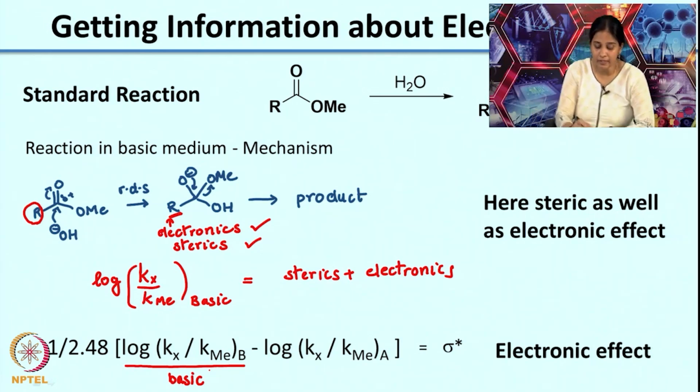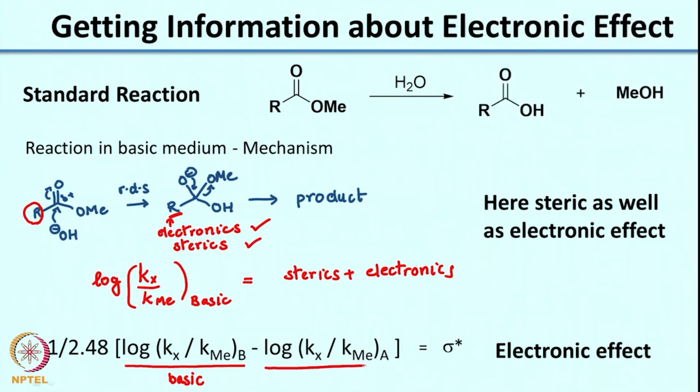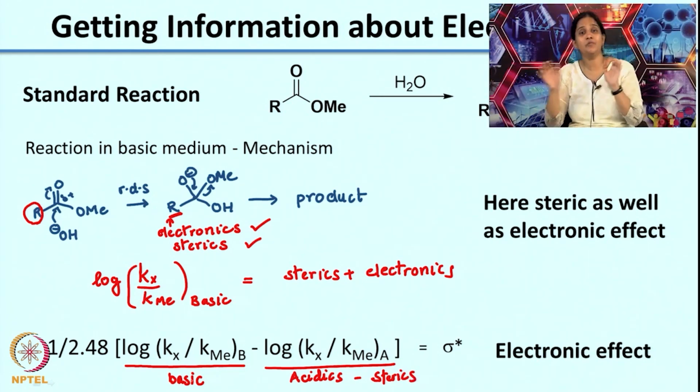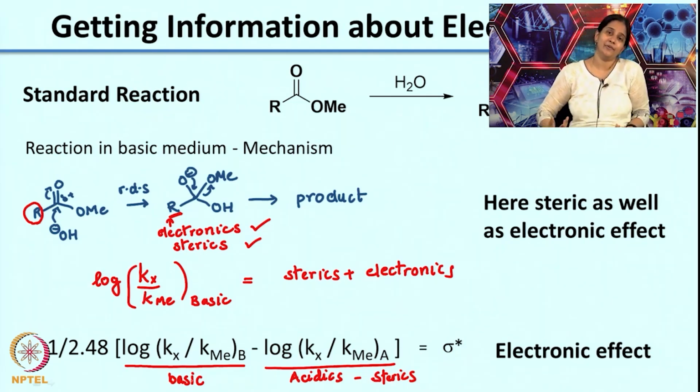The second term here after the minus is for the reaction under acidic conditions. So this deals with only sterics, and this deals with sterics plus electronics. So if I subtract these two terms, what is the effect that you get? It is the electronic effect.